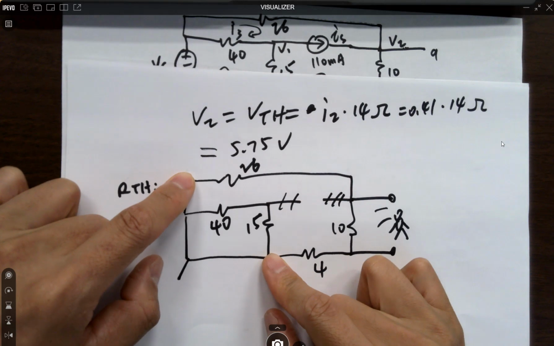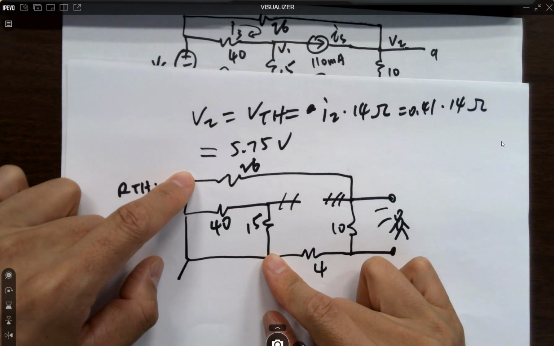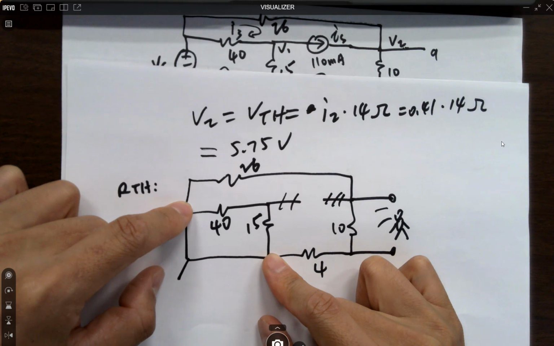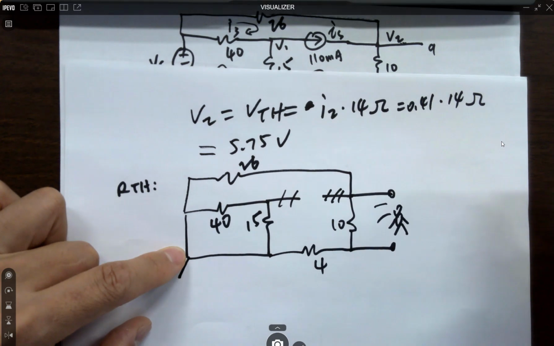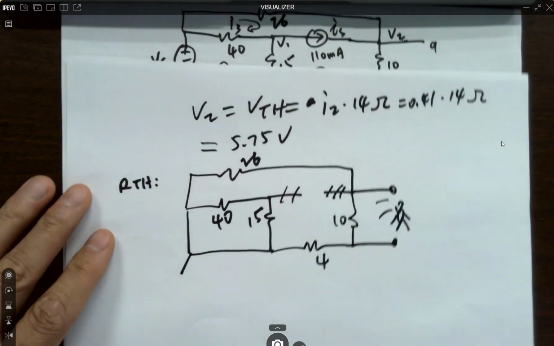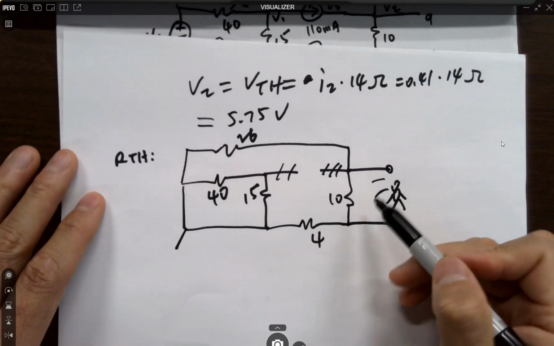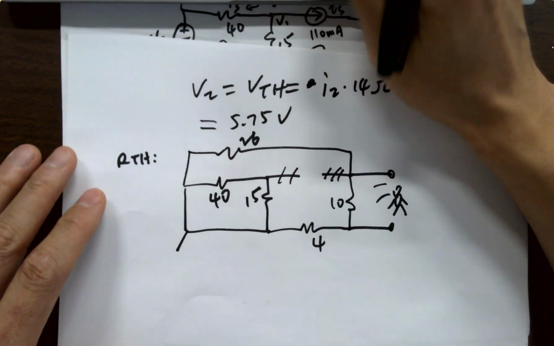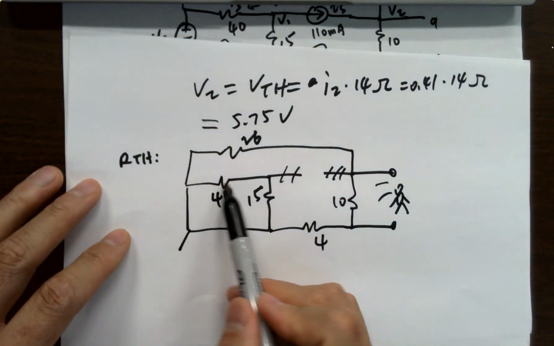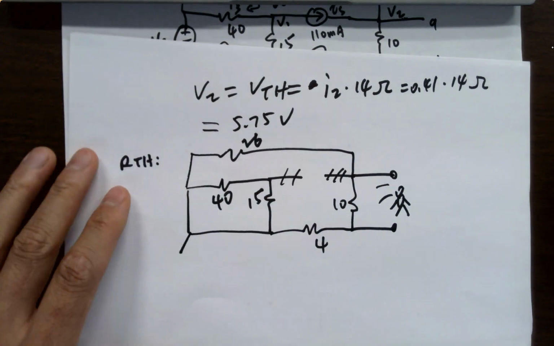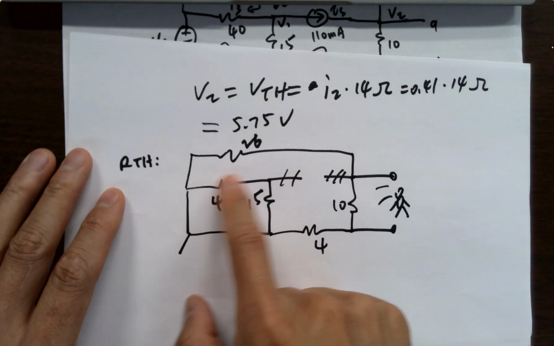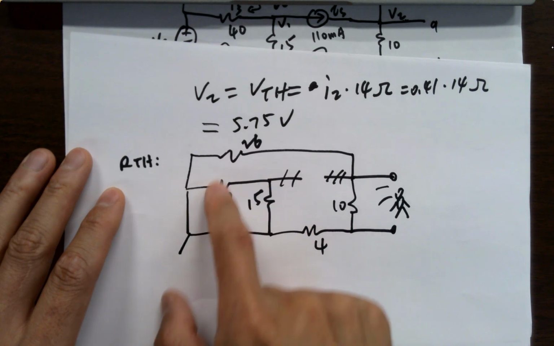How that works. It's shorted. These two are not doing anything. If it's asking you to do RTH, these two are shorted. So if you look backwards, these two are not doing anything. It's not there.